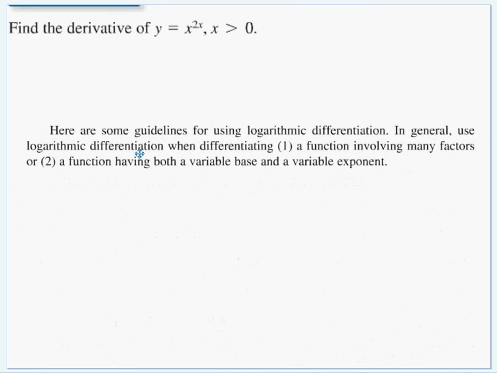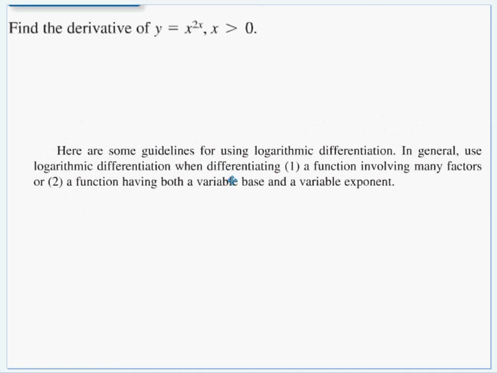In general, use log differentiation when deriving 1. A function involving many factors, or 2. Functions having both a variable base and a variable exponent.